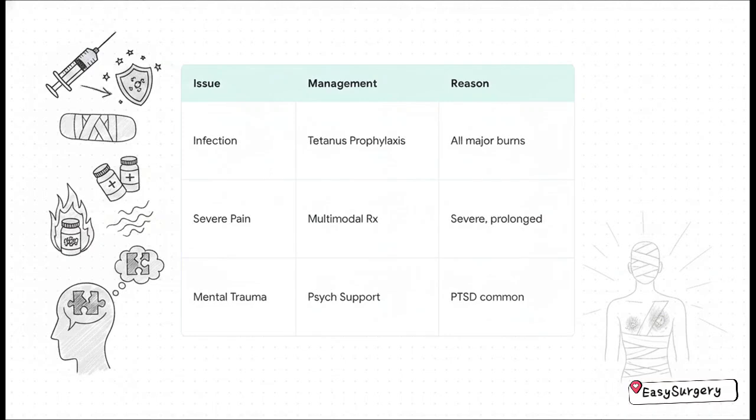Let's look at 3 more really pervasive clinical issues that span across every phase of care. First, infection risk. You always give tetanus prophylaxis. It's indicated in all major burns. Second, severe pain. You've got to use multimodal pain management, combining opioids and adjunct therapies simply because burn pain is notoriously severe and it lasts a long time. Third, mental trauma. You have to anticipate severe psychological complications like PTSD. They are incredibly common, especially if the patient suffered facial burns or has a really large TBSA.